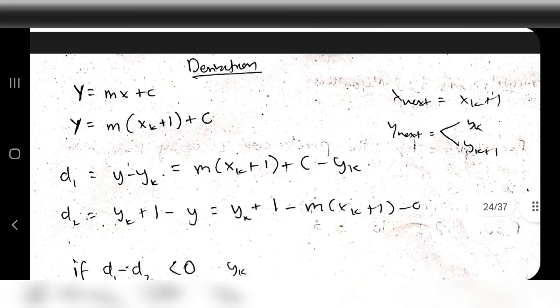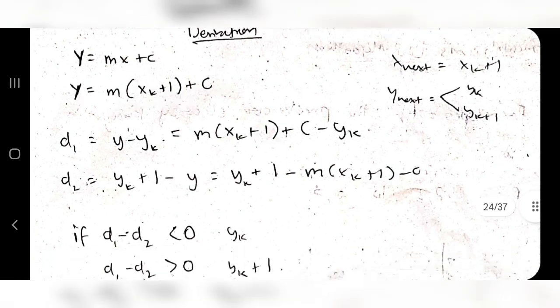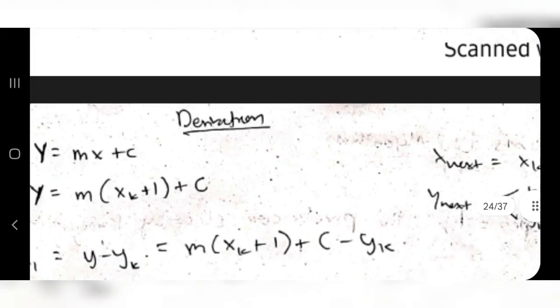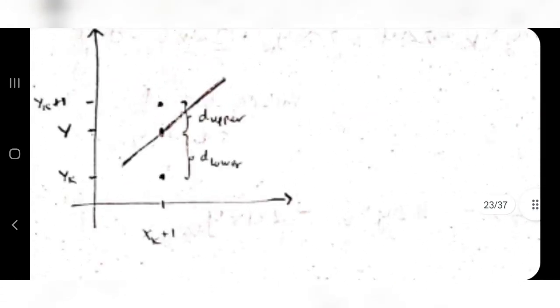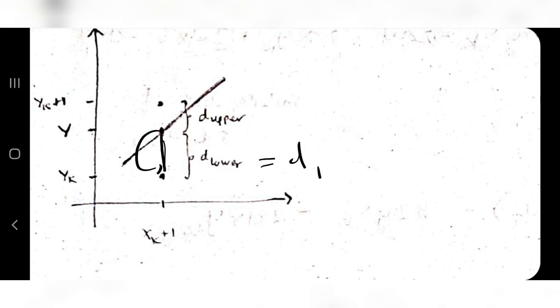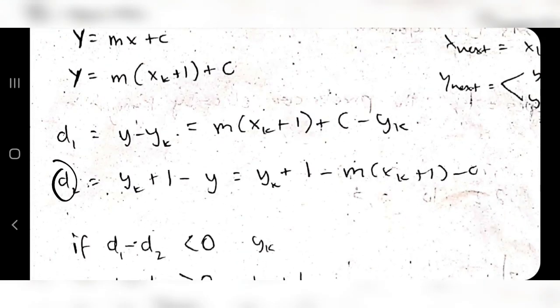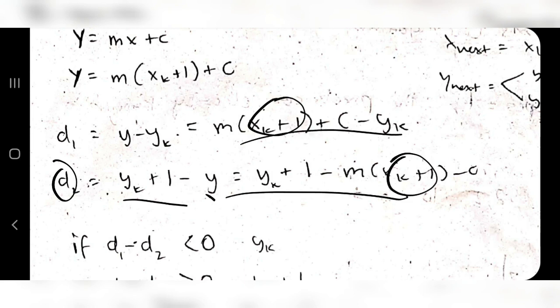Okay. So we'll be starting from the main equation of the line, which is y equals mx plus c. Instead of x, in the next step, it will be xk plus 1, plus c here. This is the next y value. So what is d1? d1 is nothing but y minus yk. This is the value of y intersecting at this point. We have to decide whether to go here or here. So d lower is equal to d1, this distance. And this distance is d2. d2 is the upper distance, yk plus 1 minus y. So simplifying this, and substituting the value of xk plus 1, because we are calculating for the next step, we'll get these two equations for d1 and d2.